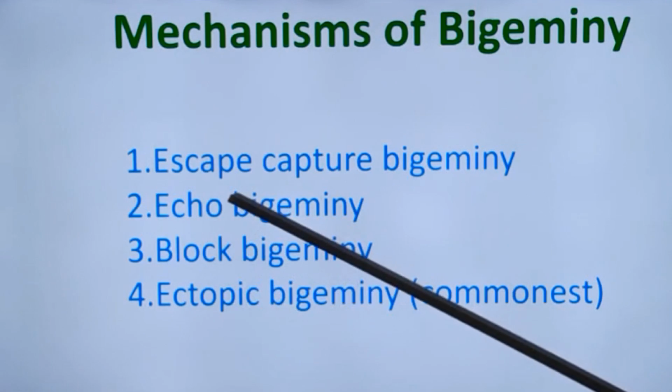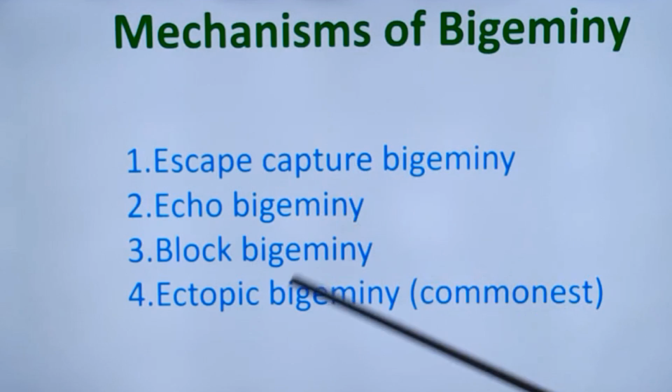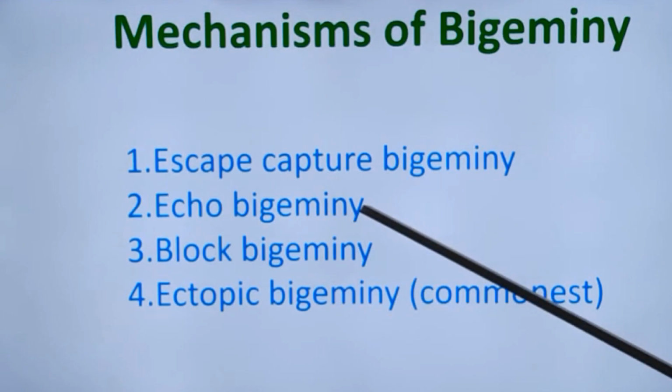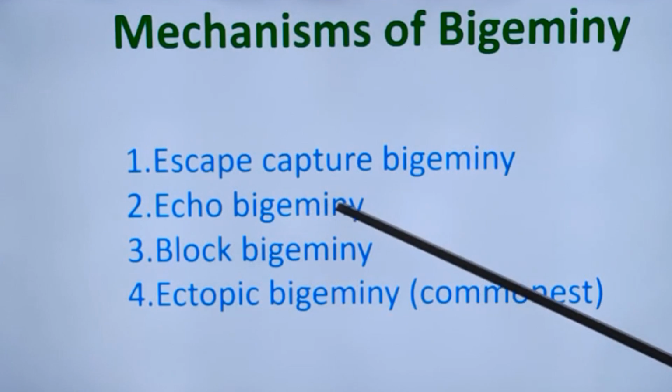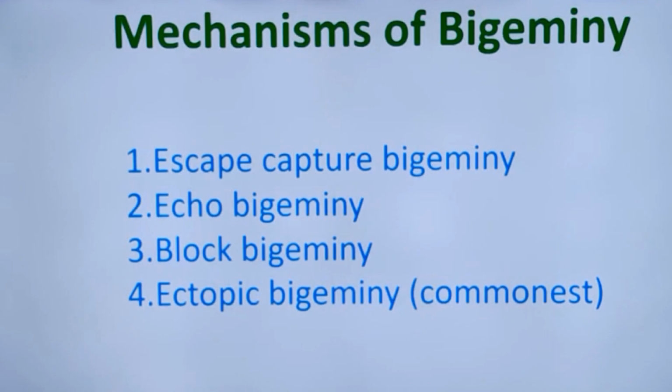Echo is a junctional escape followed by an echo from the atrium without involving the sinus node, having negative P waves in the inferior leads. Block bigeminy is something which is seen in conduction disturbances. Suppose there is 3 to 2 AV block, 3 P waves followed by 2 QRS. Then it is block bigeminy.